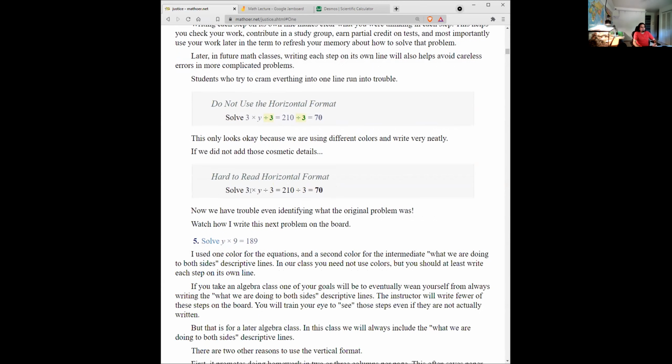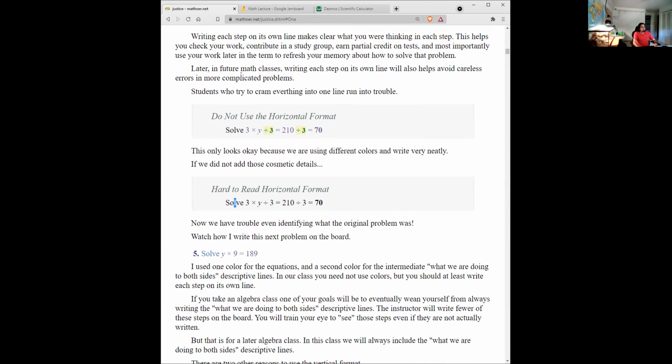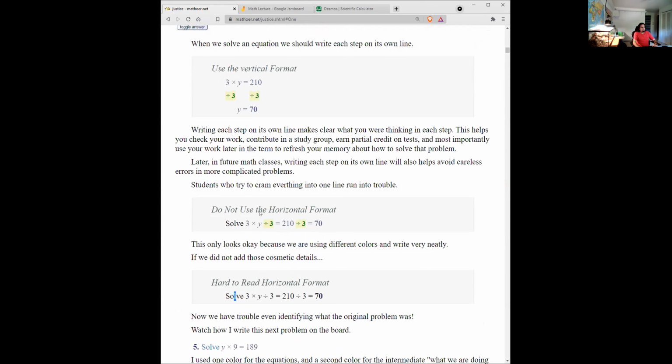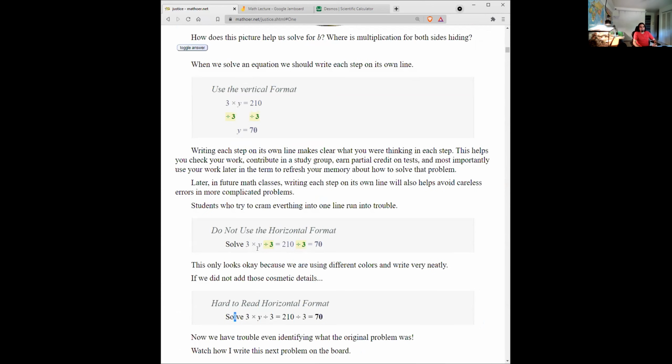Similarly, if you're working with a partner, this is not going to help whoever's sitting next to you at your study group. They're going to look at that and say, what? But if each step is its own line, whoever is working with you can see exactly what you're doing.